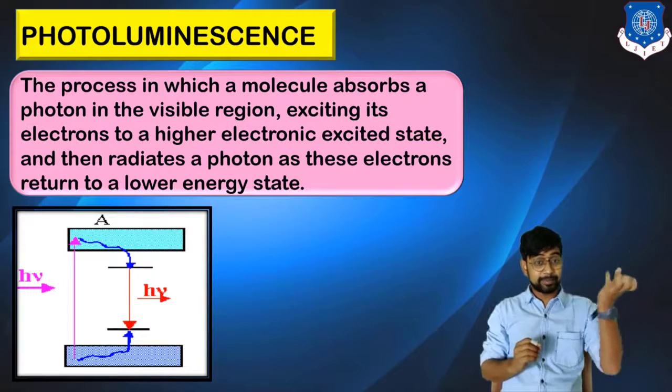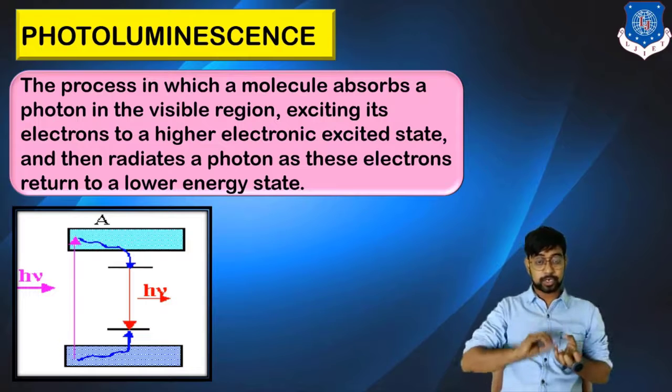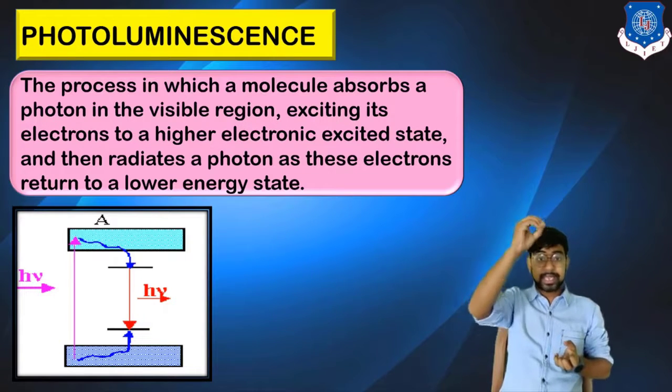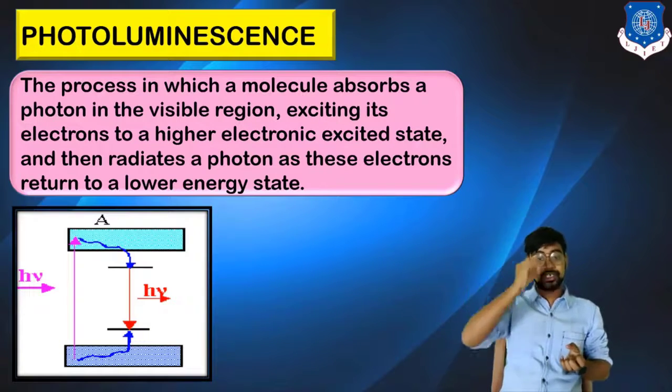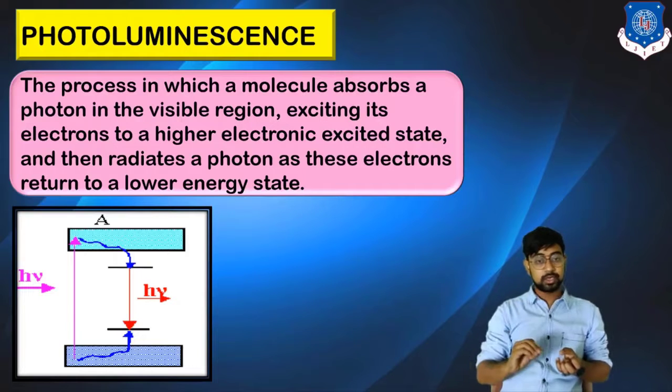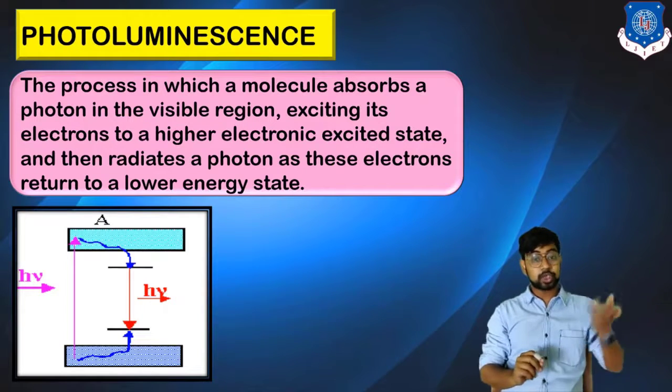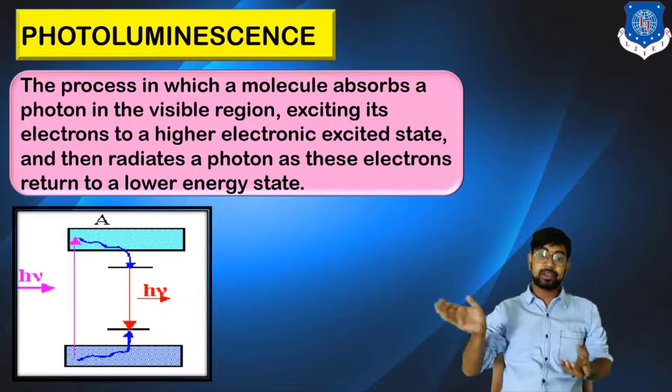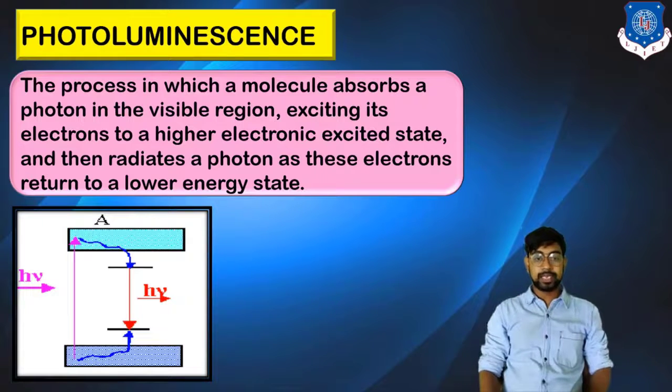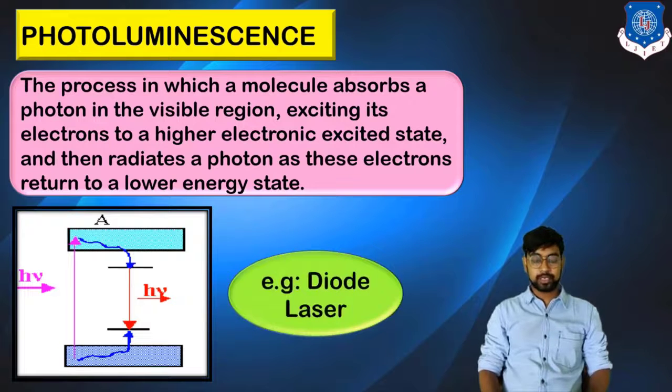So it is taking the same amount of light to go from the bottom to the up position, and releasing the same amount of energy, it again comes back down to the original position. So you are absorbing light and also giving back the same amount of light energy, or in terms of photon, that is Hv. Now the best example is our diode laser of the photoluminescence.